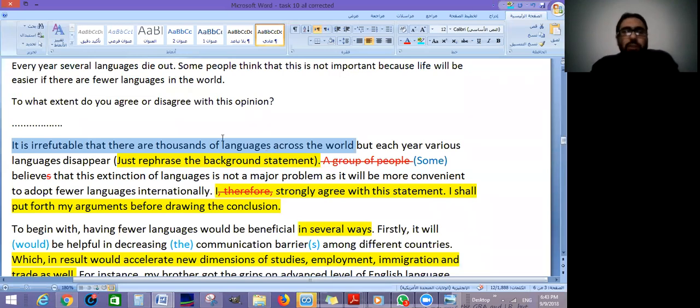But each year, various languages disappear. As I said, just rephrase the background statement, no need. Now, here we have phrases like a group of people and stuff like that. Please stick with stuff that's very regularly and commonly used. Read Band 9 essays written by natives, and you'll find some very common phrases.